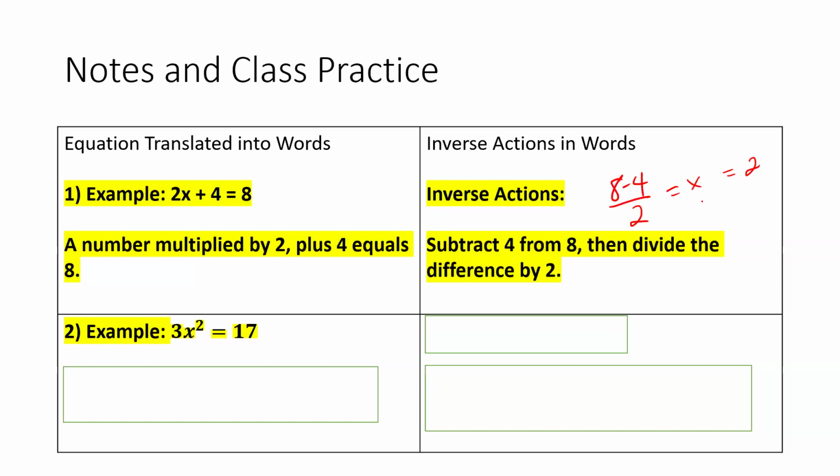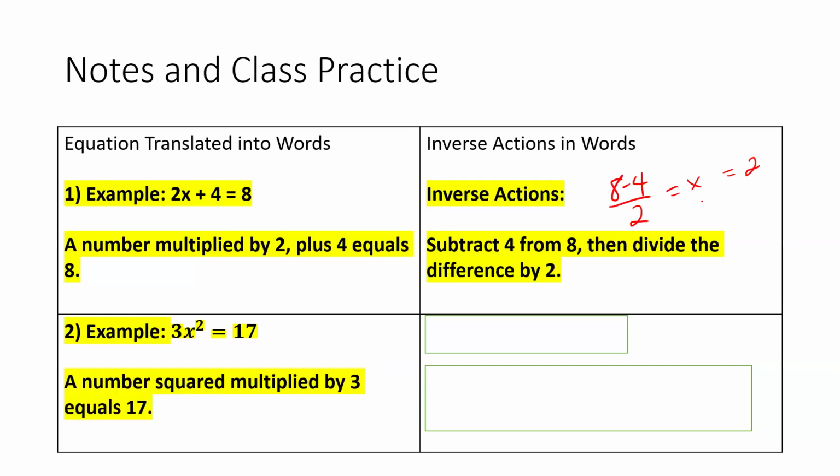If we're writing this as a mathematical sentence, what's the first thing I would be doing mathematically, according to PEMDAS? You're going to square, and then you're going to what? Multiply by 3. And that all equals one number, 17. Does that make sense? So we have a number squared multiplied by 3 equals 17. All we're doing is writing out what we're doing according to PEMDAS.